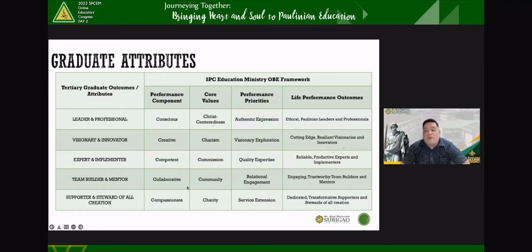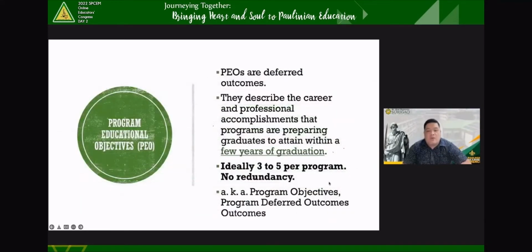So for the program educational objectives, we're done with the graduate attributes. For the program educational objectives, or PEOs, these are deferred outcomes. They describe the career and professional accomplishments that programs are preparing graduates to attain within a few years of graduation. So ideally, we set this to be 3 to 5 per program, and there should be no redundancy. That's why we are conscious about subsuming some of the statements into another statement, because sometimes when we process the outcomes, we realize that something is subsumed already from the other. So PEOs are also known as program objectives, program deferred outcomes, or just outcomes.